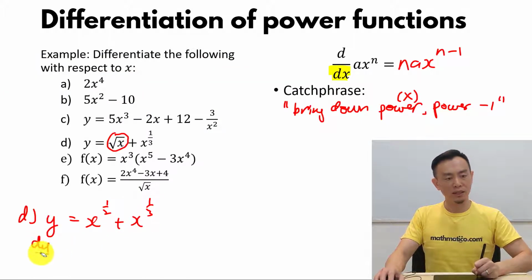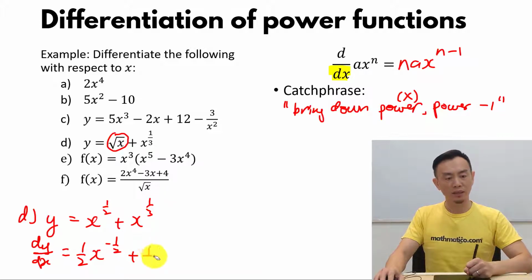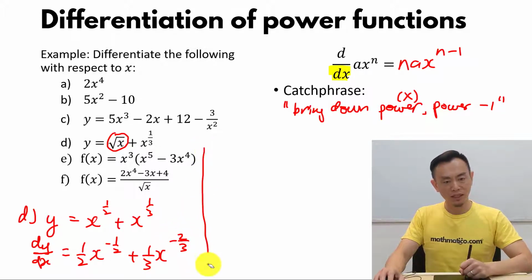So dy by dx will then be half. Okay, we bring down this power. Then we have x to the power of half minus 1. Half minus 1 is negative half. Plus 1/3, bring it down. X to the power of 1/3 minus 1 is negative 2/3. Okay, so we can present it in positive indices.